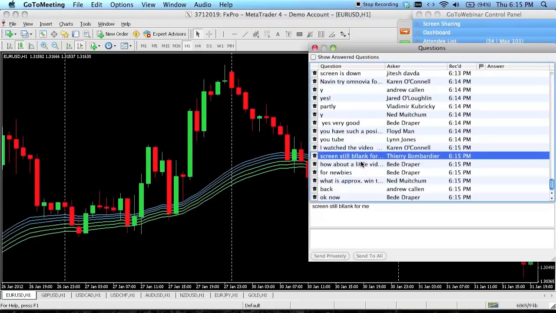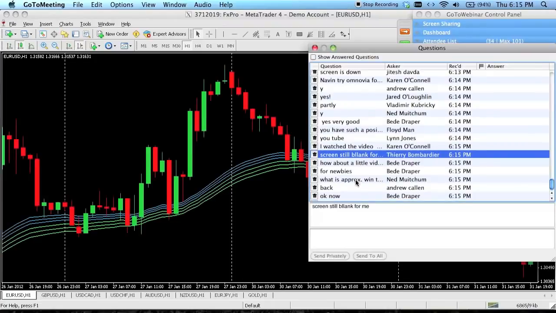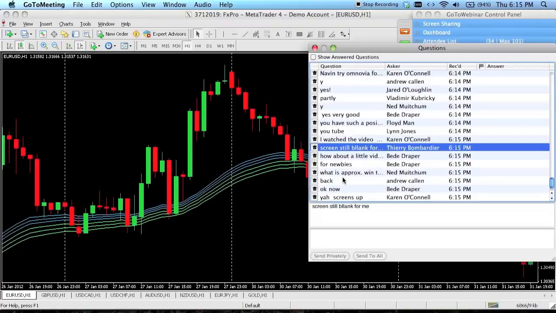Screen is still blank for you, Theory. Everybody else is okay? Okay, Theory, just see if it comes up, otherwise try relogging in.